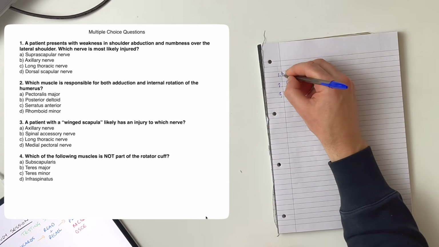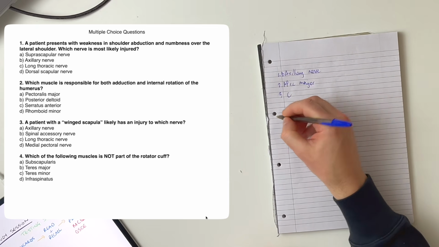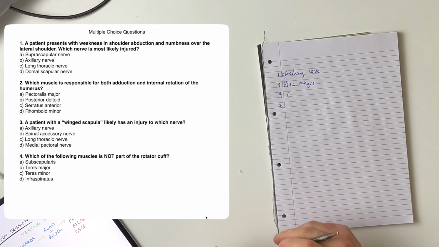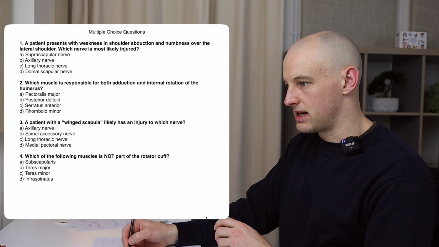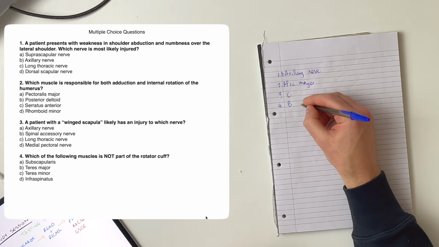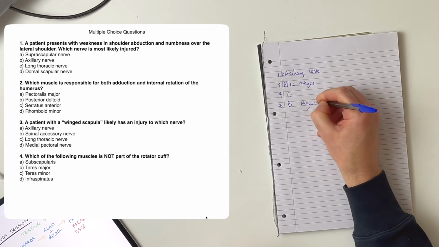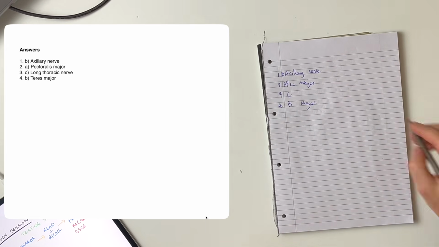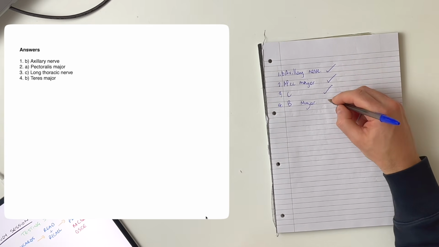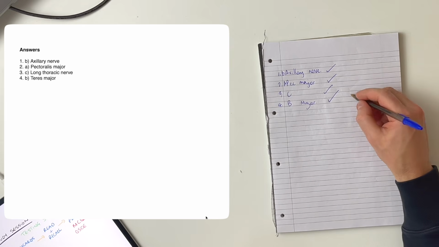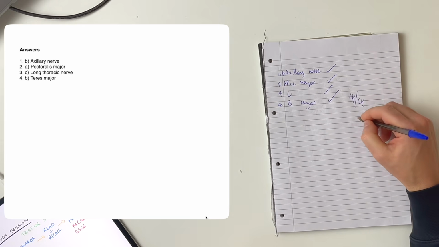So axillary nerve was B, pec major was A. And then final question, which of the following muscles is not part of the rotator cuff? This is a mistake we made early on, and that was B, teres major is not part of the rotator cuff. So let's check the answers. Axillary nerve, pec major, long thoracic nerve, and teres major. So that's 4 out of 4 on the MCQs.